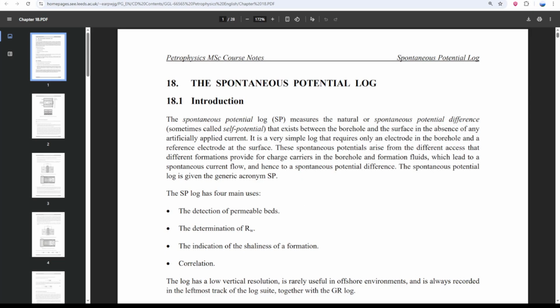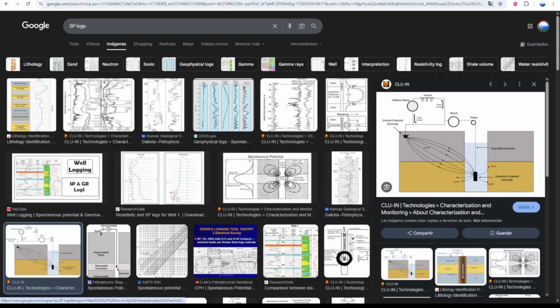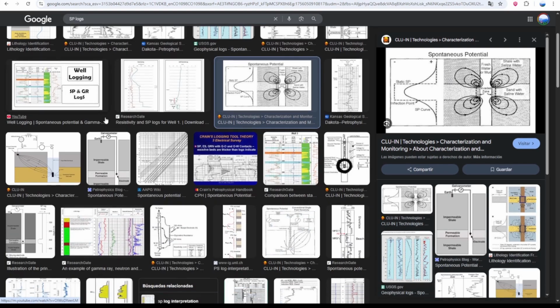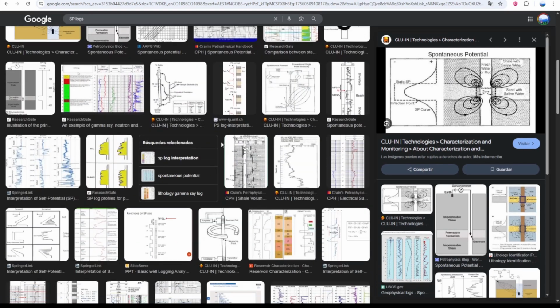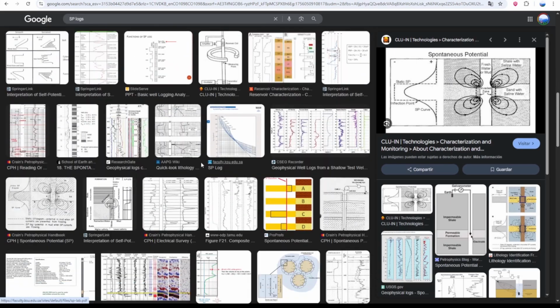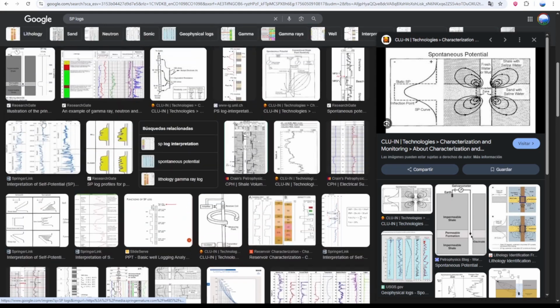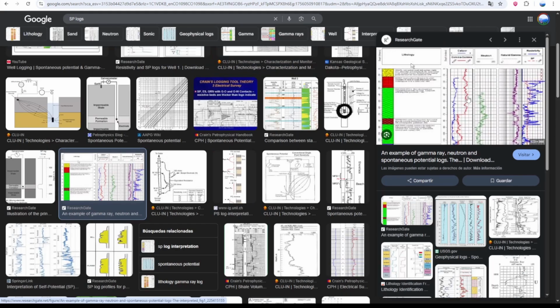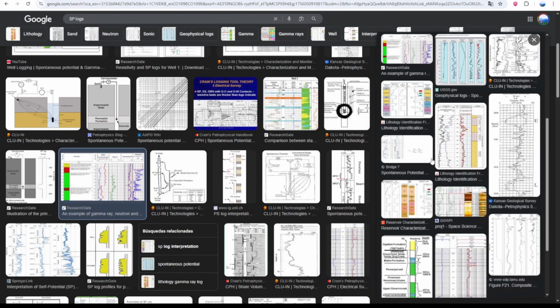So, but that's basically what's happening with this spontaneous potential log. You have these currents and this movement of fluids and ions generating potential, and that's what the tool is measuring. And when it comes to interpretation, as we said before, let's see some examples of this.